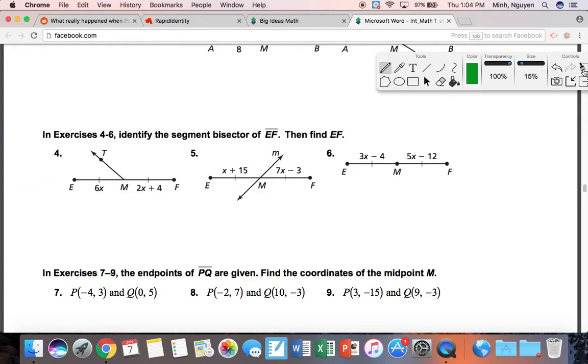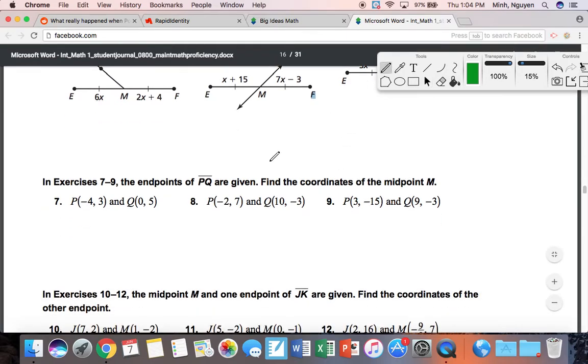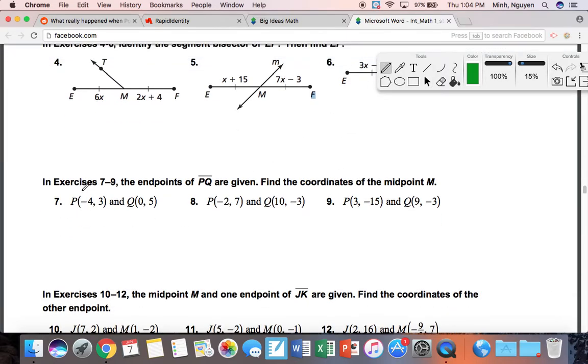Okay. The endpoints, find the coordinates of M. So I will show you number 7, x1, y1, x2, y2. You just add the x's together and divide by 2. You add the y's together and you divide by 2. Negative 4 plus 0 is negative 4, divided by 2 is negative 2. 3 plus 5 is 8. 8 divided by 2 is 4.